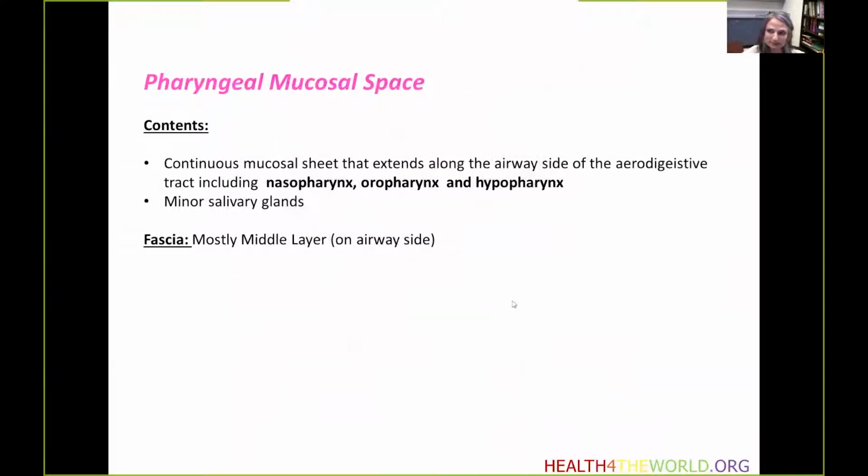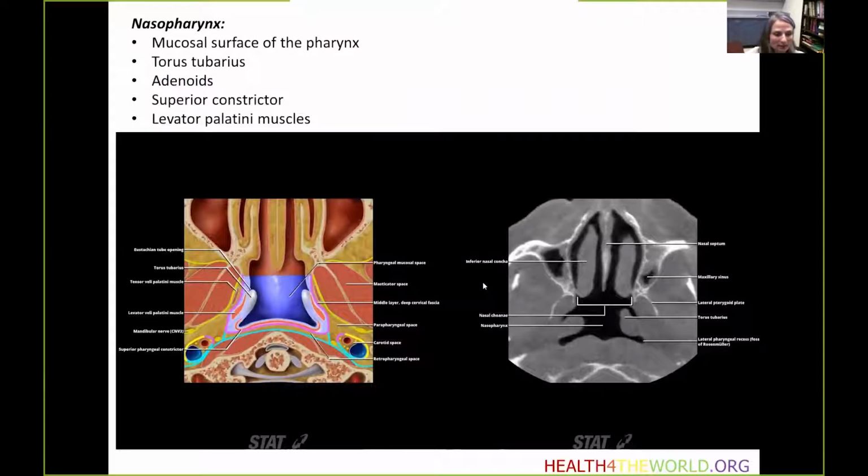The pharyngeal mucosal space is a continuous mucosal sheet that extends along the airway side of the aerodigestive tract, and it includes the nasopharynx, oropharynx, and hypopharynx. It also includes some minor salivary glands. It is encapsulated primarily by the middle layer of the deep cervical fascia. So where is it? Again, remember, the middle layer of deep cervical fascia is in pink color, and you can see it outlines the nasopharynx.